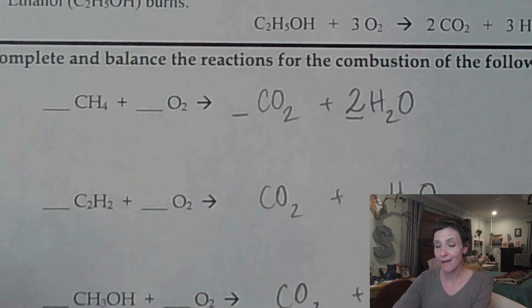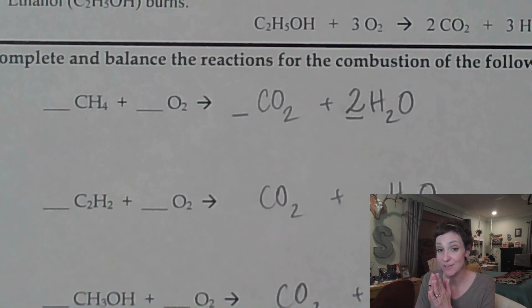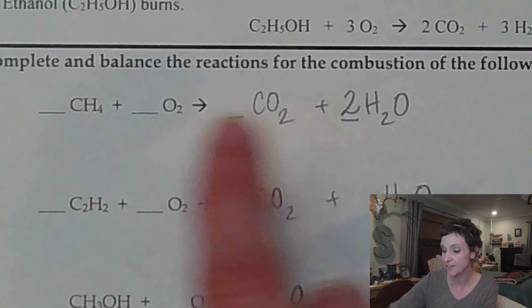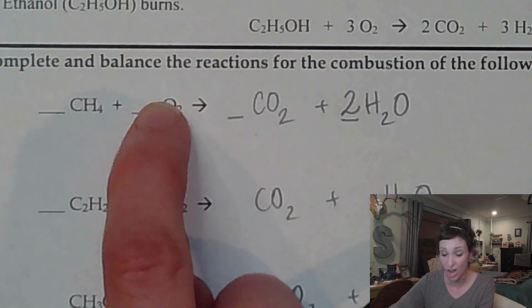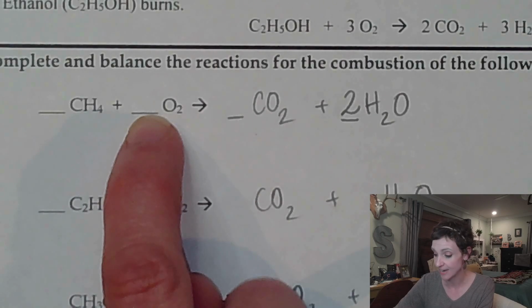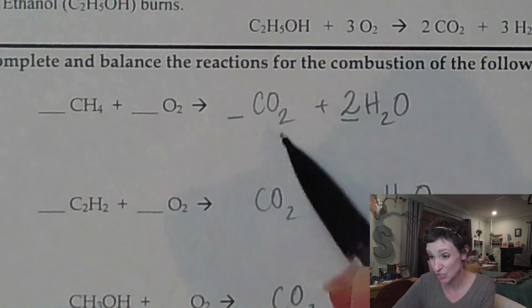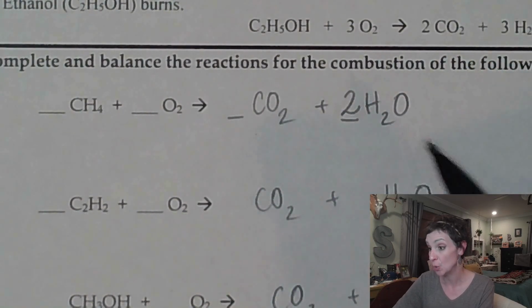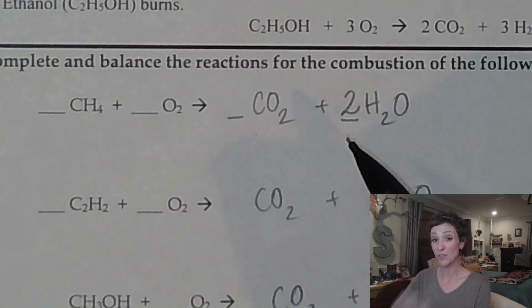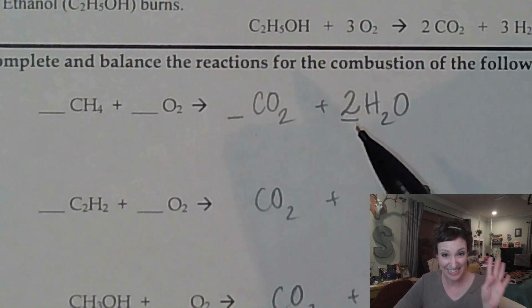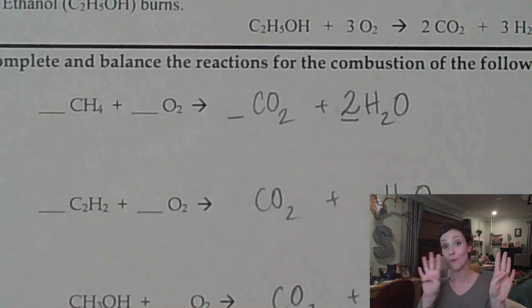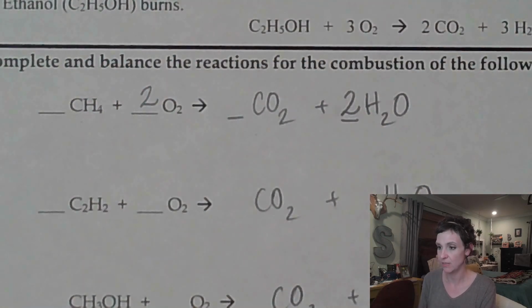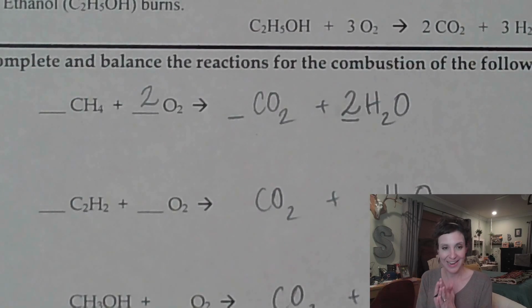Cool. Now, oxygens last. That is going to involve a recount of how many oxygens I have on the product side to figure out what number I have to put on my O2 as a reactant. It looks like I have 2 oxygens coming from the carbon dioxide, and 2 coming from the water. So I have a total of 4 oxygens on the product side, so I need 4 on the reactant side. To get 4 oxygens on the reactant side, I put a 2 there. Great. Okay, let's do the next one.